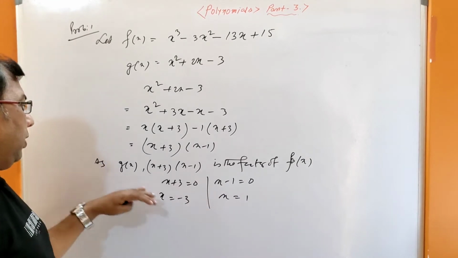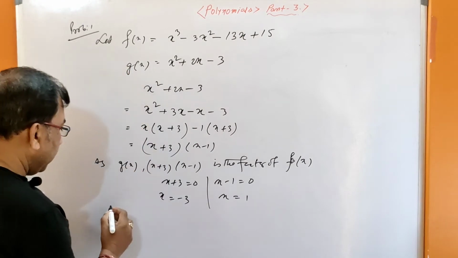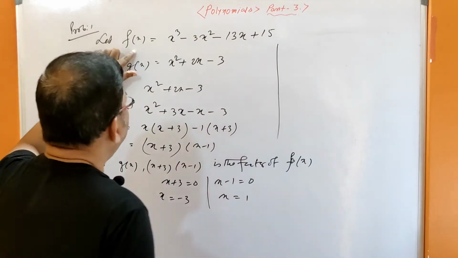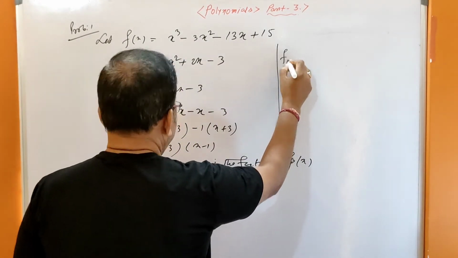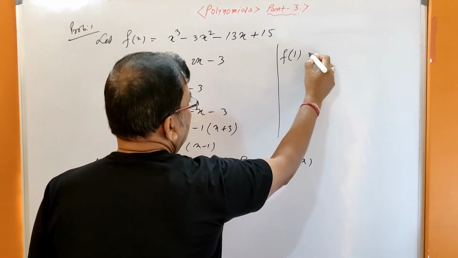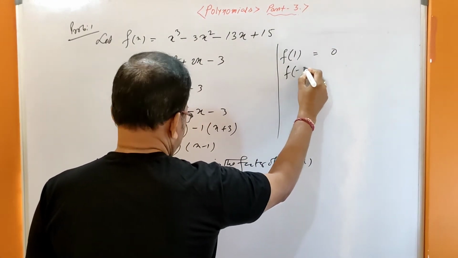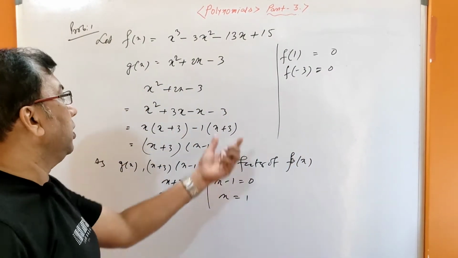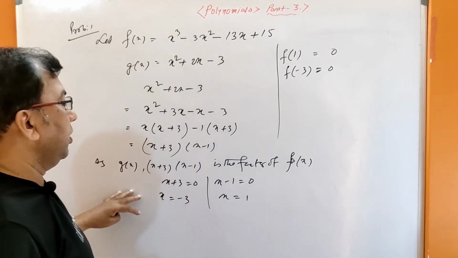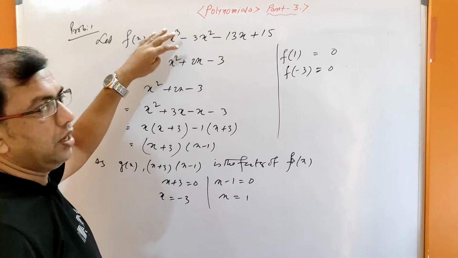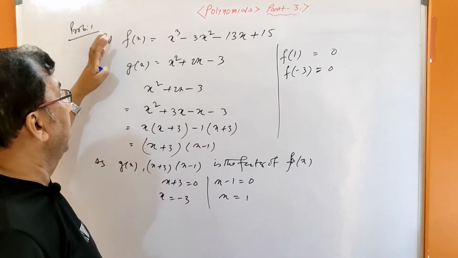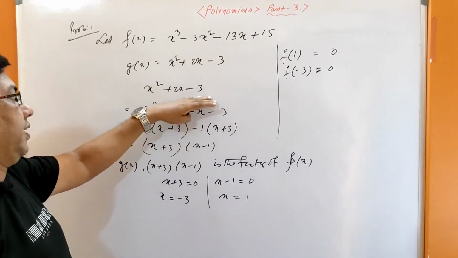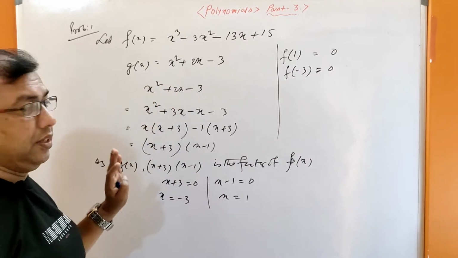So we can tell, as this is the factor, that f(1) equals 0 and f(minus 3) equals 0. Then it is the factor of this. Without actual division, you can divide and find the factor, but you have to prove it without actual division. So if f(1) is 0 and f(minus 3) is 0, then this is the factor. Clear? So do it in this way.